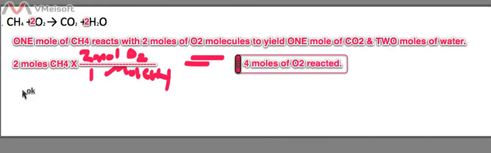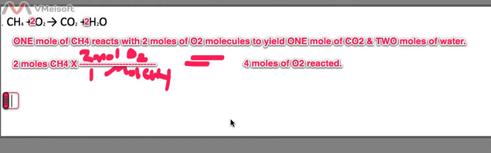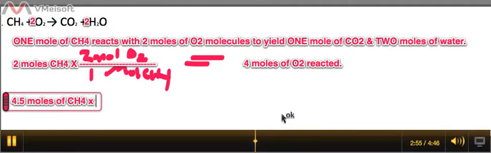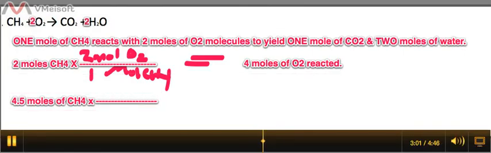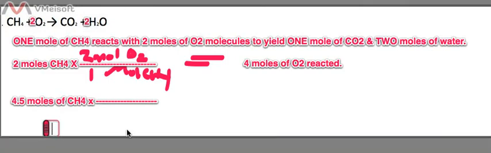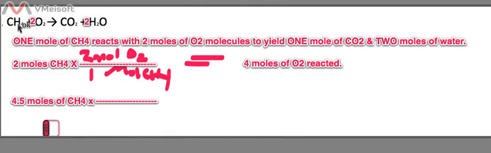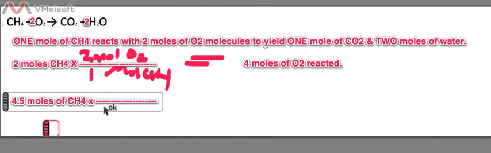Okay? Now, we can also do this when there are uglier numbers involved. What if I had 4.5 moles of CH4 and I wanted to know how many moles of oxygen it would take to fully react with that? Again, keep a foot in real person land. You know that the answer should be bigger because for every 1 mole of CH4, there are 2 moles of oxygen that are reacting.